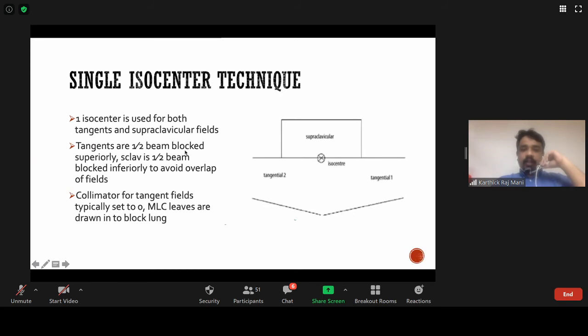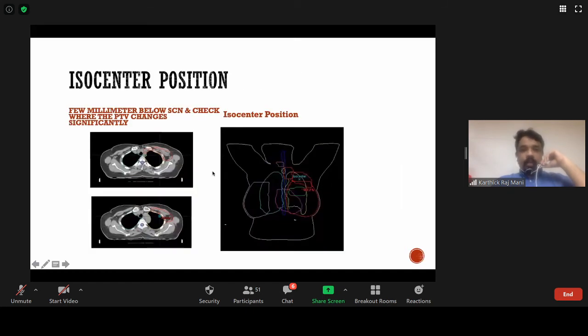The tangents have the half beam blocked in the superior, and the supraclavicular has half beam blocked inferiorly, to avoid the overlap between these two fields. The collimator of the tangent fields is typically set so that normally we don't rotate the collimator. If you rotate the collimator, try to block the divergence pattern with the MLC or using a block. Okay, selection of the isocenter position is very important when you go with a single isocenter technique.